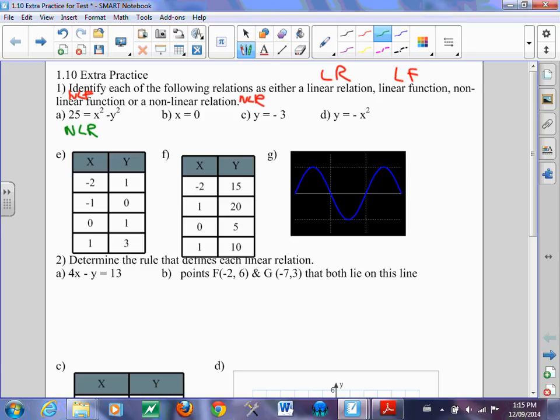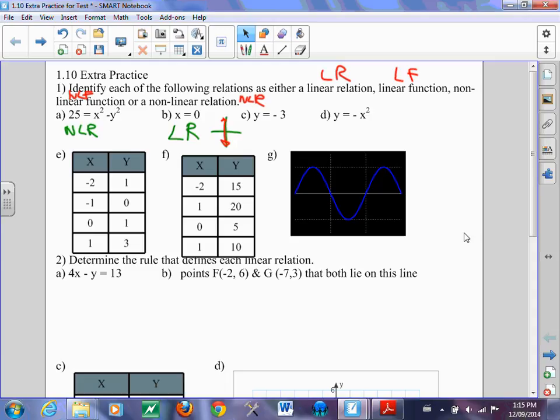Folks, first of all, we know it's linear because there's no exponents, but it's in the form x equals. So that's the exception. That's a vertical line. That's the exception where the function is not a relation for linear, so it's a linear relation. So what that graph would be, folks, is if x equals 0, it's actually going to be the y-axis. So it will not pass the vertical line test.